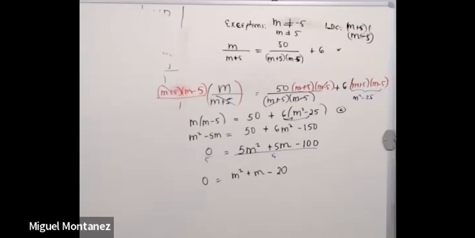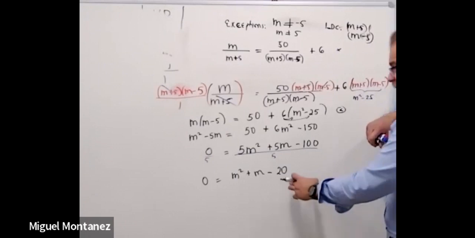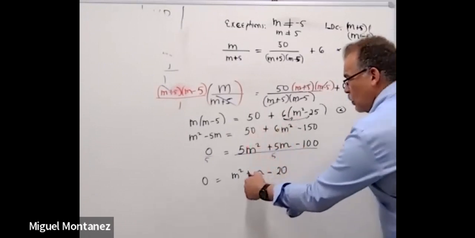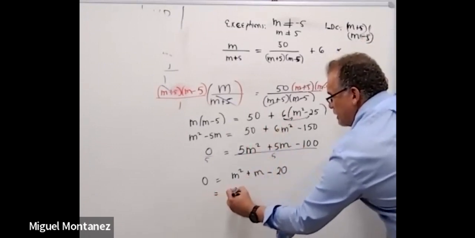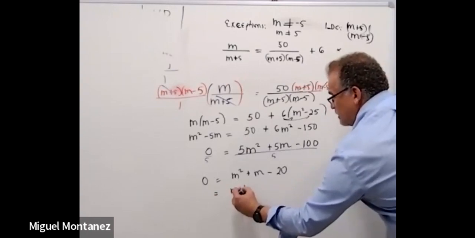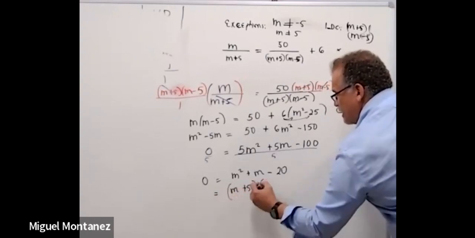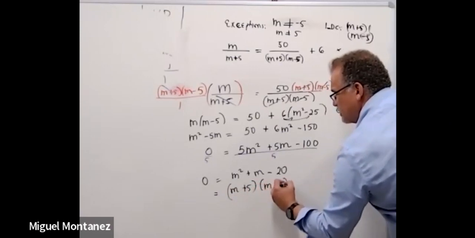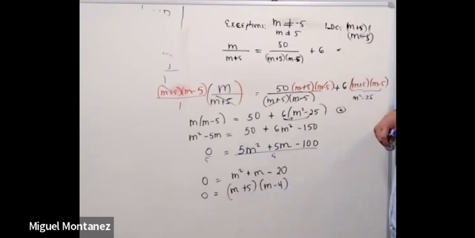Yeah. So now we're back to basics. We need to find factors of negative 20. That gives me positive 1. It will be positive 5 times minus 4. 5 times negative 4 is negative 20, and 5 minus 4 is 1. So (m + 5)(m - 4) = 0.